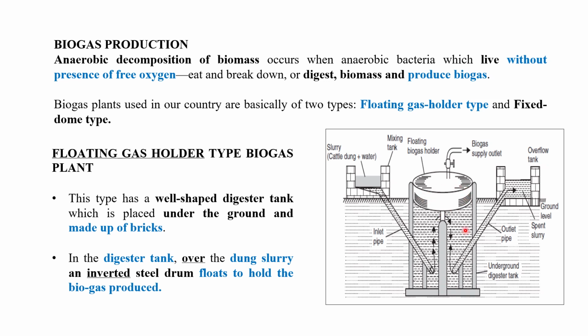Once it is operating normally, this steel drum moves up because of the gases. This is the floating biogas holder, and there is a valve to control the gas emission through this pipeline, the biogas supply outlet. There is also an outlet pipe. This is called the spent slurry. Once digestion takes place, whatever waste slurry is left is collected in this overhead tank.